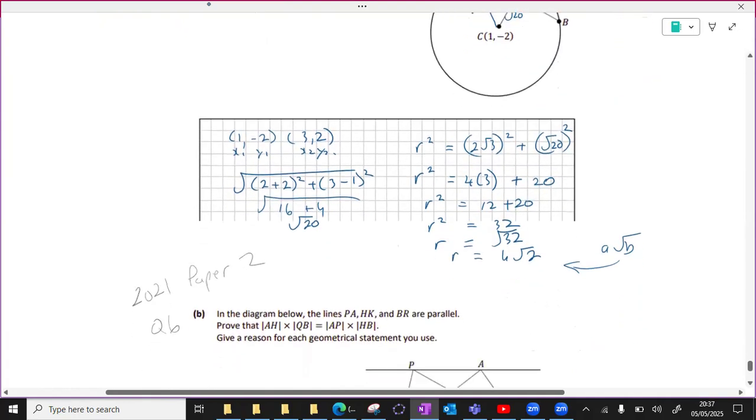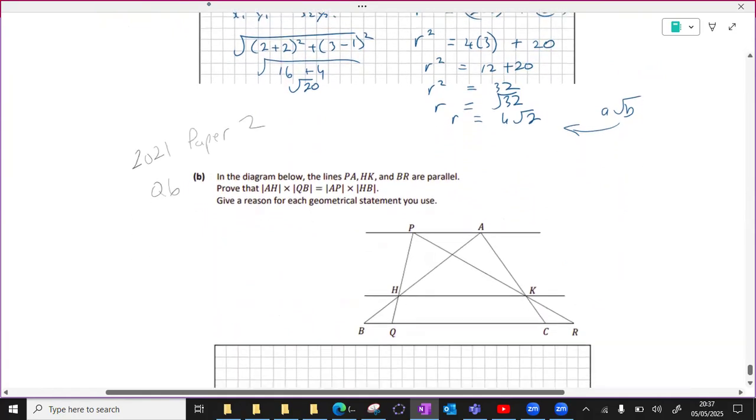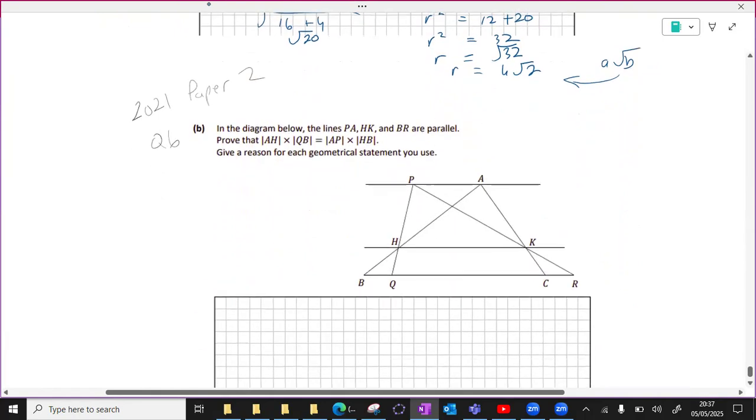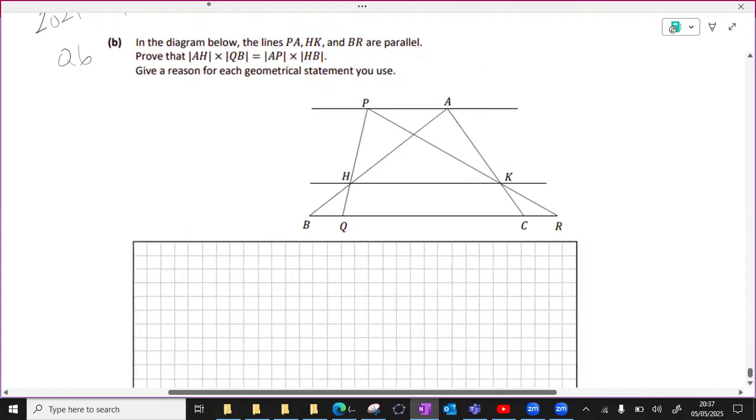Also on paper 2021, paper 2, question 6, we've got this diagram here, part B. In your exam papers, it's page 380. So in the diagram below, the lines PA, HK, and BR are parallel. Okay, so these three are parallel. That's good news. Now, it says prove AH times QB is equal to AP multiplied by HB. Give a reason for each geometrical statement you use.